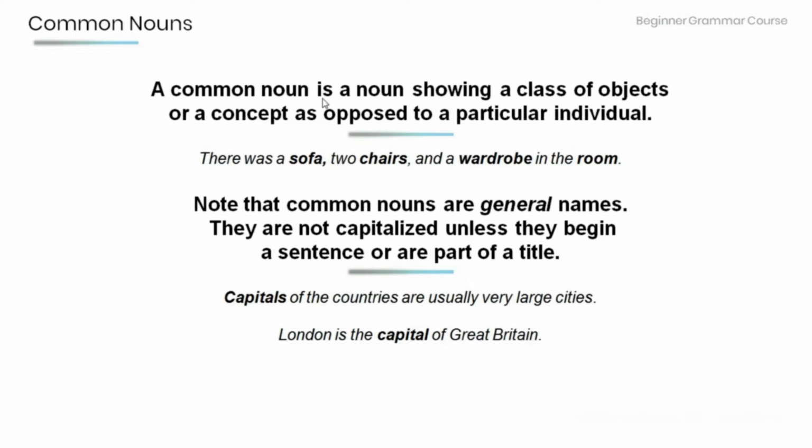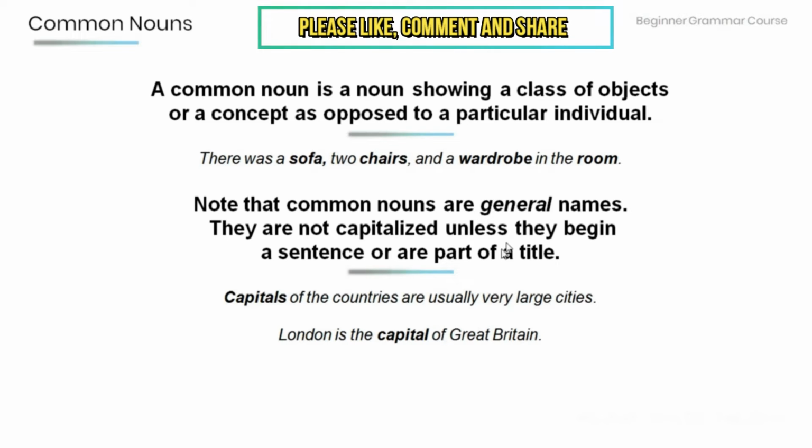Now, a common noun is a noun showing a class of objects or a concept as opposed to a particular individual. For example, there was a sofa, 2 chairs, and a wardrobe in the room. Note that the common nouns are general names. They are not capitalized unless they begin a sentence or are part of a title.